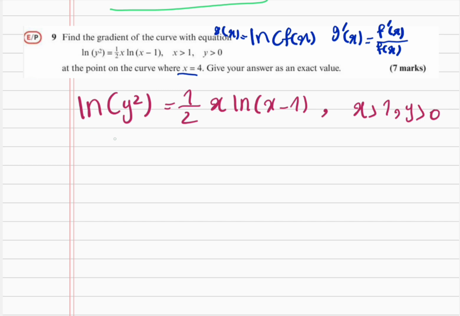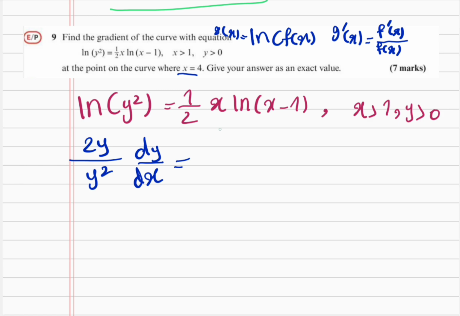So in this case, ln y squared: y squared differentiates to 2y, and its denominator is just the function itself, which is y squared. So that's the derivative of ln y squared. But since it's implicit differentiation and y is the dependent variable, we'll have dy dx as well. We always have dy dx when we differentiate implicitly.